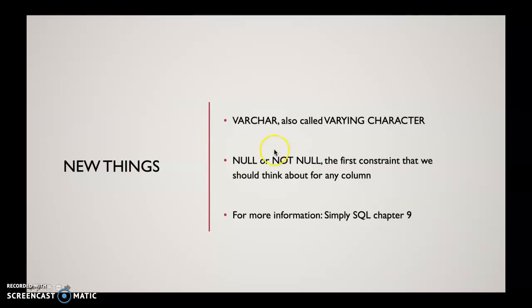So varchar is also called variable character, and we can use null or not null, because this is the first constraint that we should think about for any column. If it's true or it's not, then it will immediately show us the information we're looking for. If we are looking for more information about this, we can read more about it in chapter 9 of the book we're studying right now, Simply SQL.